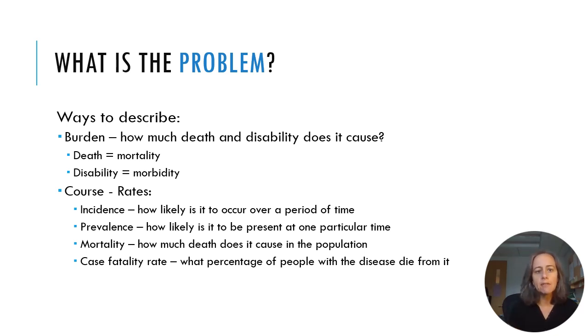So incidence is going to give us a measure of how likely something is to occur over a period of time. Like, what are we seeing? How many people get diagnosed with heart disease or have a heart attack over the course of a year. Prevalence is how likely it is to be present at one particular slice in time. So if I went out today and I tested every single person, how many people currently have Lyme disease, for example? Mortality, how much death is it causing? And we're going to do that as a rate as well. And then case fatality rate. So of those who have the condition, how many of those people die from it? So we're going to go through those one by one.